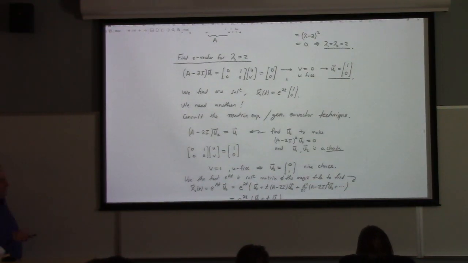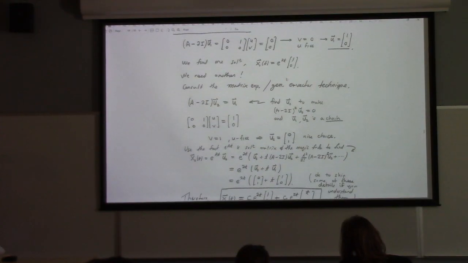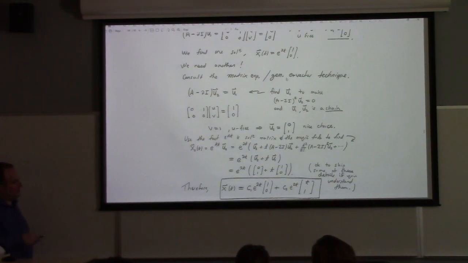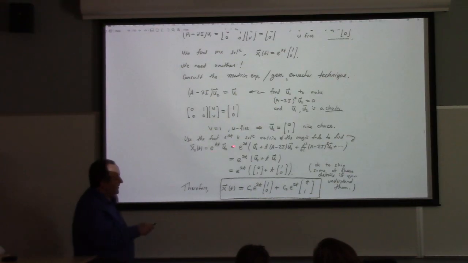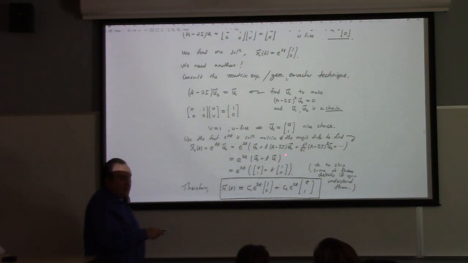It gives me u2 is (0, 1), all right? And then I consult the magic formula, and I multiply u2 times the magic formula, and out pops u2 plus tu1, all right, which gives me this. And so my second solution, I first have the eigensolution, then I have the generalized eigenvector solution, all right?